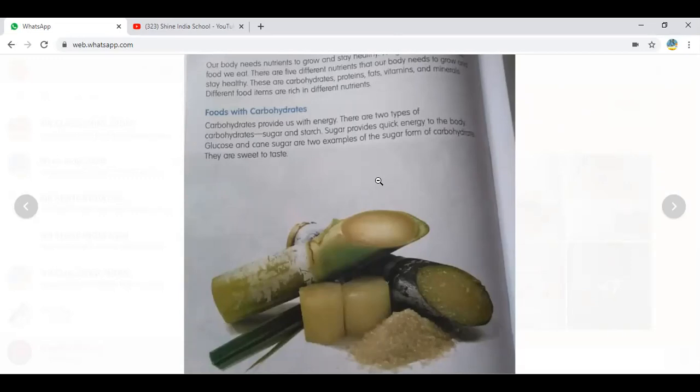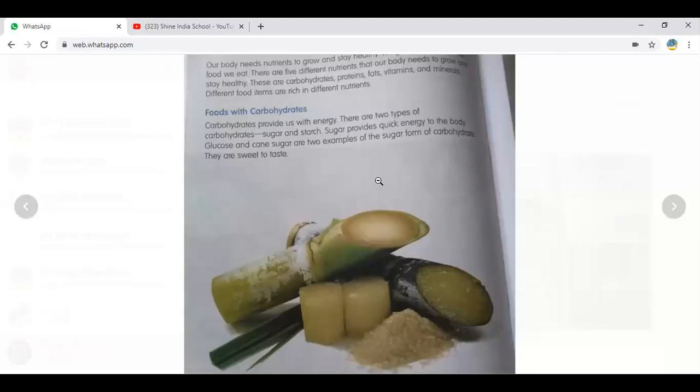There are 2 types of carbohydrates. How many types? 2 types: sugars and starch. The first one is sugar and the second one is starch. Sugars provide quick energy to the body. Sugars will provide instant or immediate energy.